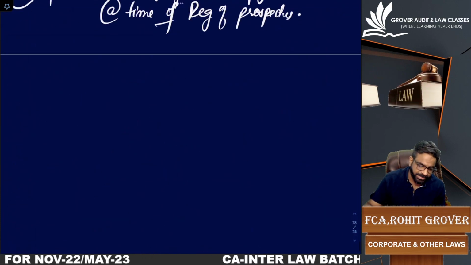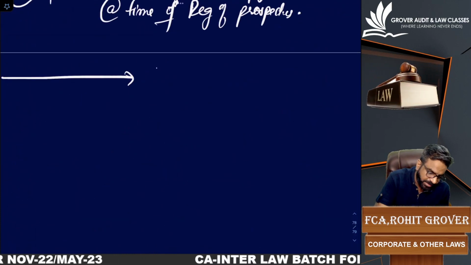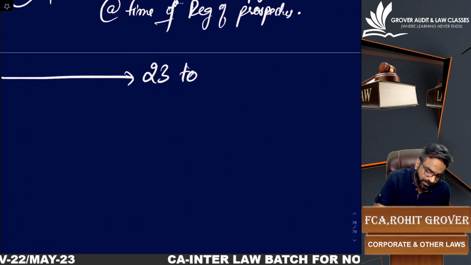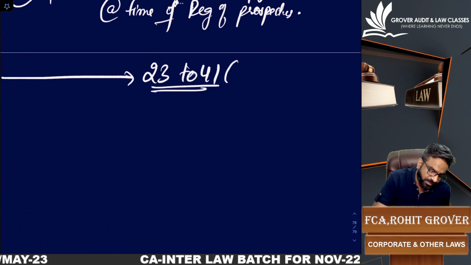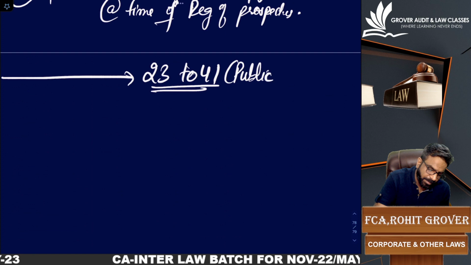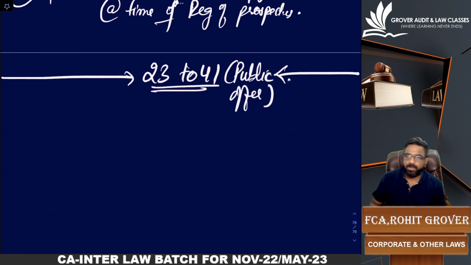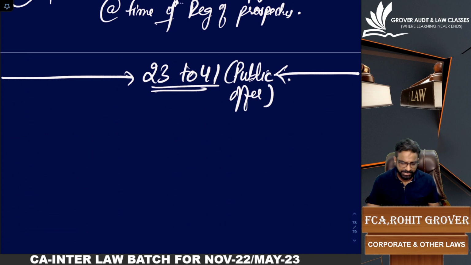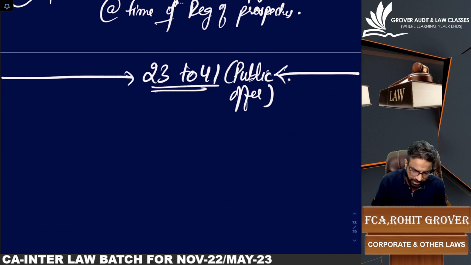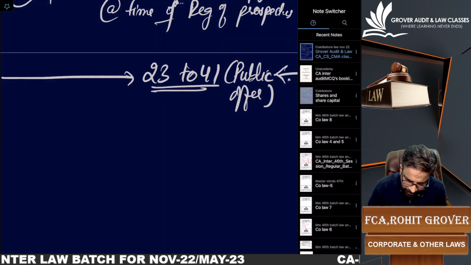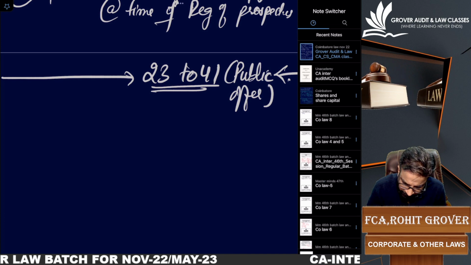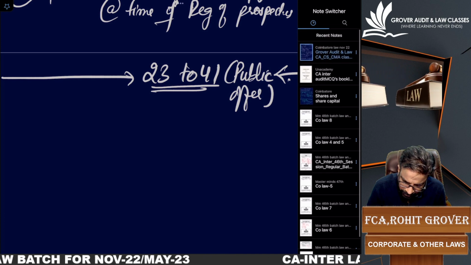So that brings an end to your public offer, sections 23 to 41. Complete sections 23 to 41, which talk about the public offer, are over here. Now we are left with a very important section. So I have to first do a little bit of adjustment in that, and let us do that first and then let's proceed.